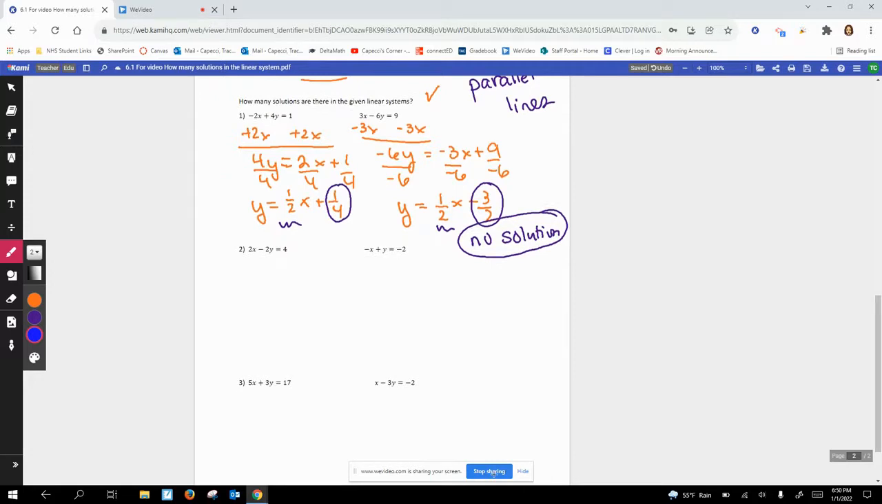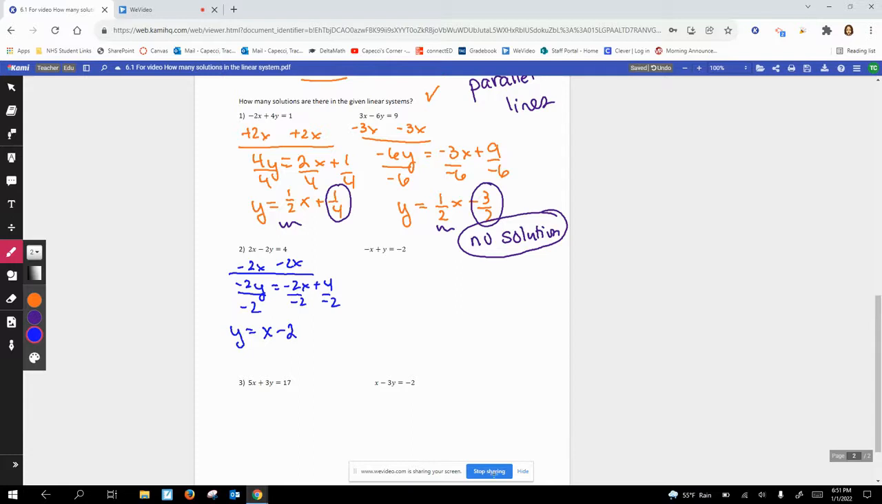We're going to do the same thing. I'm going to bring 2x to the other side. I want to get y by itself. So I have negative 2y is equal to negative 2x plus 4. Divide both sides by negative 2. And I have y is equal to negative 2 divided by negative 2 gives me positive 1. So that's 1x, we just write x minus 2.